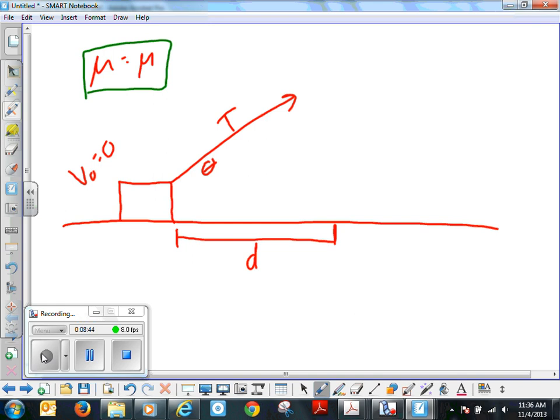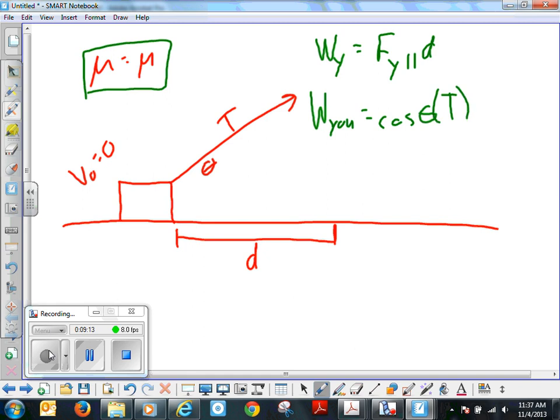So in this case, we could ask, what's the work that you did? Well, in this case, what would you say the work is that you did? That's the force that you apply that's parallel to the displacement. So the work that you do, if you're pulling on this thing, is going to be cosine theta times T times d. That's the force that you apply that's parallel to the displacement. This is then the definition of the work that you did.